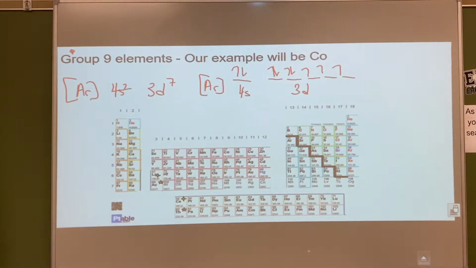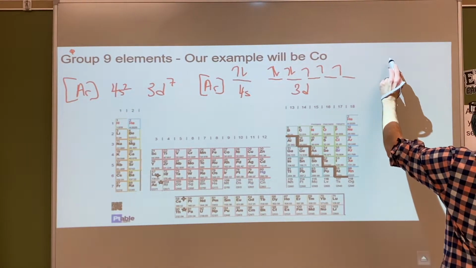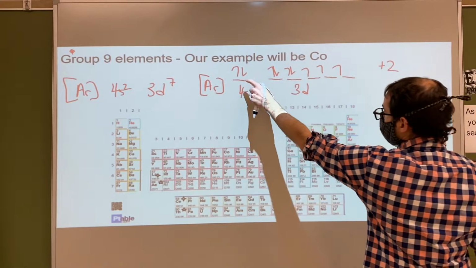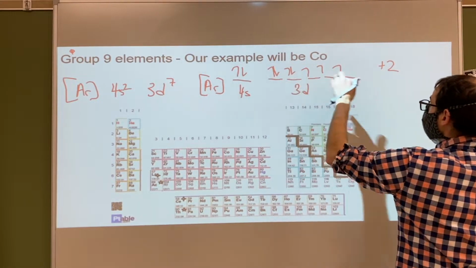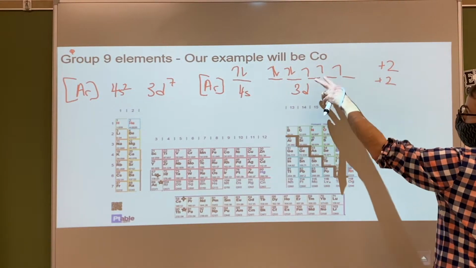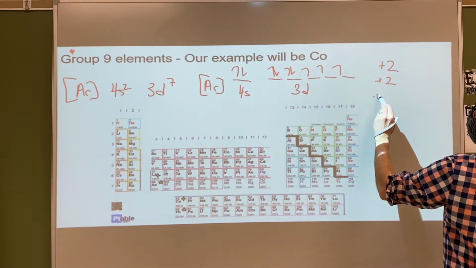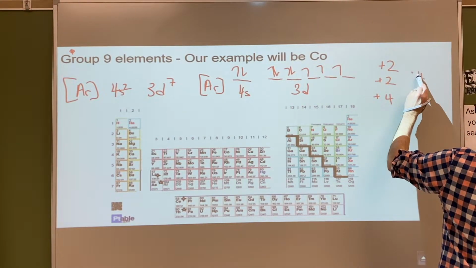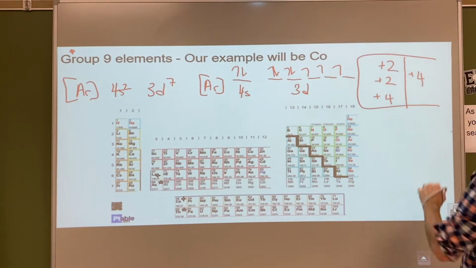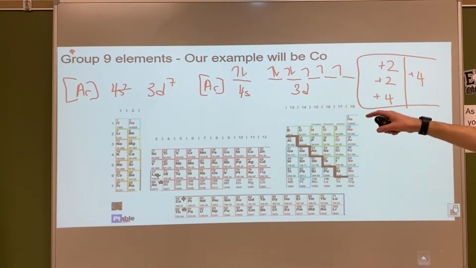Okay, so plus 2, right? Loss of valence electrons. Plus 2, half filled d orbital. Plus 4 is both. So plus 4 is going to be our better answer, right? Plus 4, but it's going to be doing both of those things.